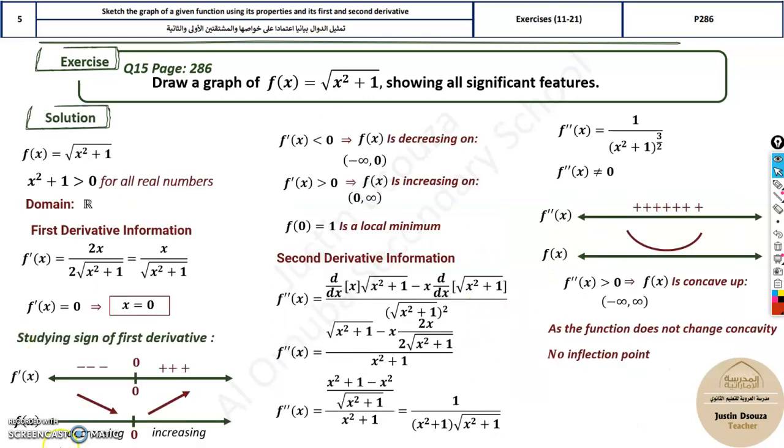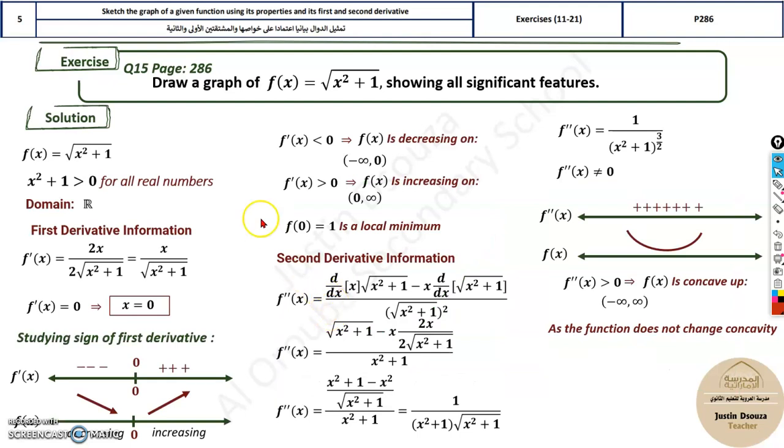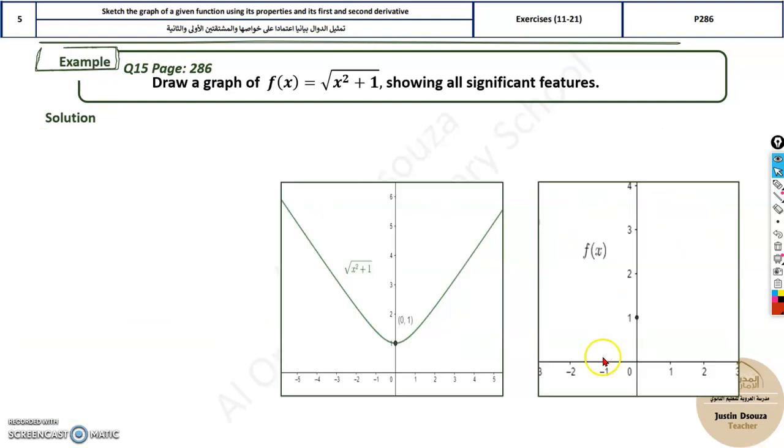Now, with all this information, see the increasing, decreasing, and concavity, you can come to the conclusion of this graph. So looking at certain things, you can easily find out this graph. Okay, that is how we do it.